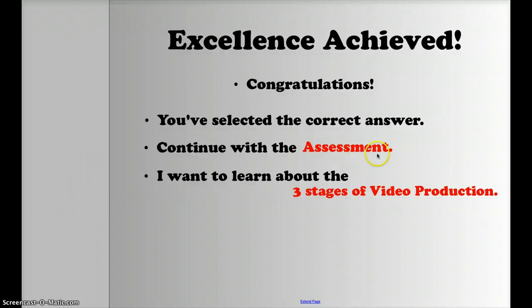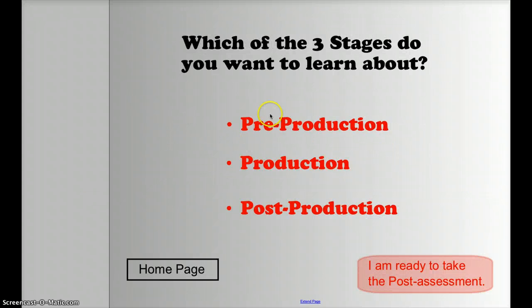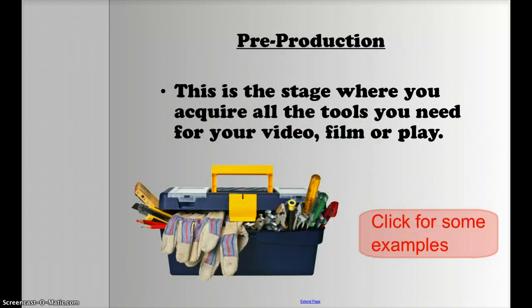And they get a chance to continue with their pre-assessment through each stage, or they can go straight to learning what they don't know in the three stages of video production. So let's go to the three stages of video production. Here we are. So now they get to choose which stage they want to learn about. And this is cool because let's say, for example, they pick pre-production. It gives them the definition of what is involved with pre-production.